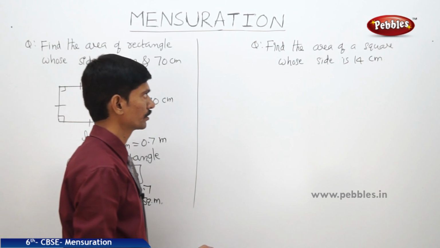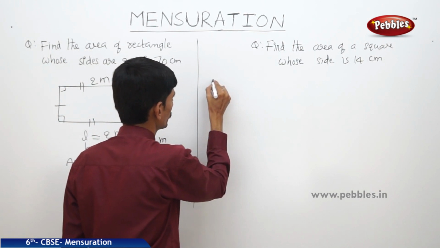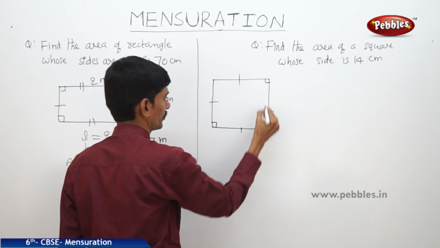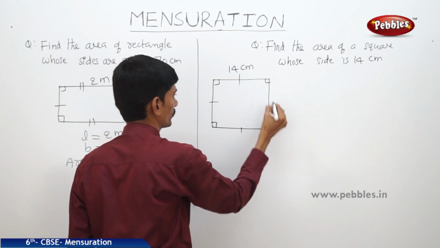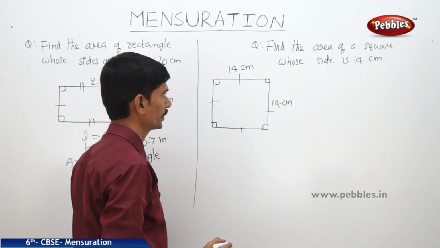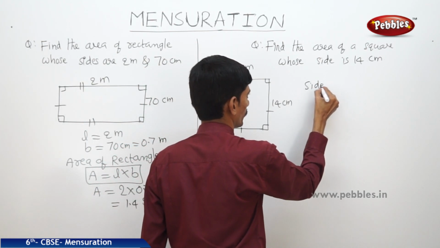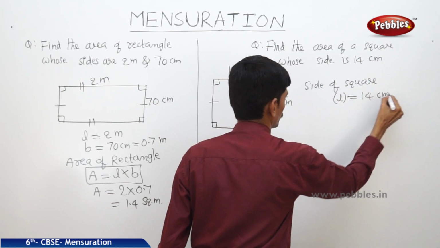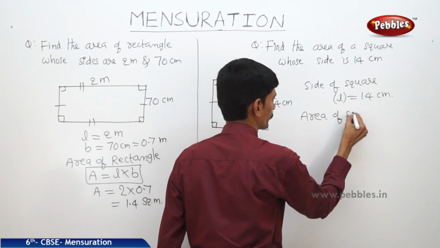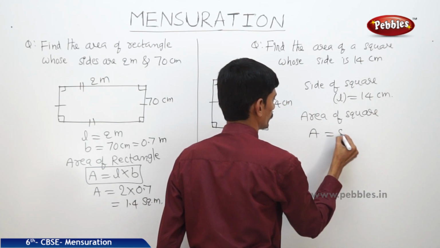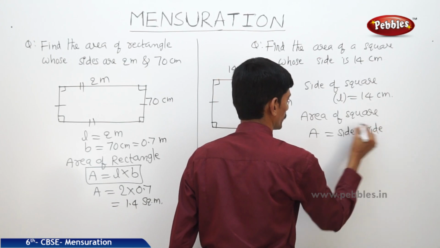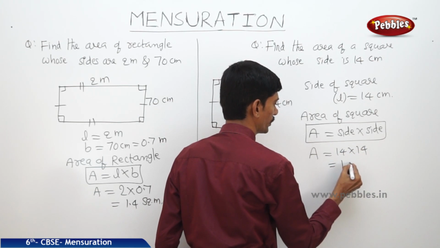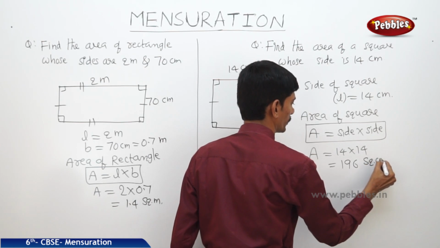Now find the area of a square whose side is 14 centimeters. So there is a square of side 14 centimeters. Then we have to find the area of the square. So side of the square L equals 14 centimeters, then area of the square A equals side into side. So then A equals 14 into 14. So this equals 196 square centimeters.